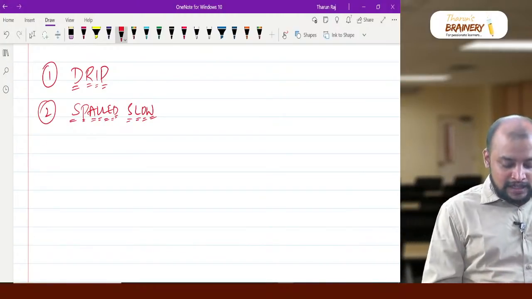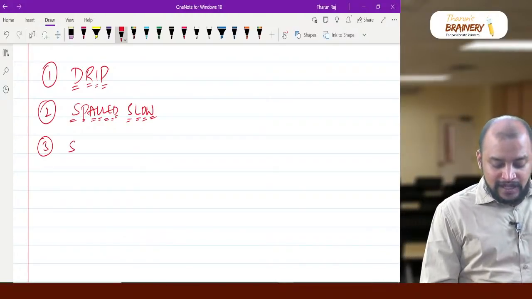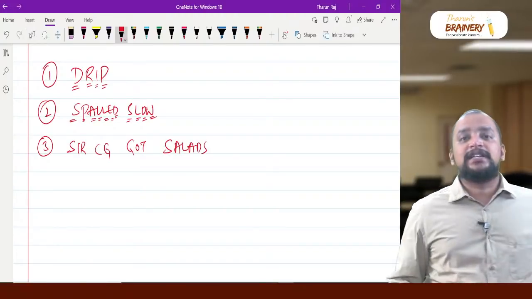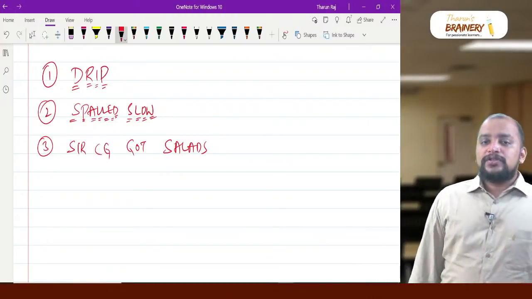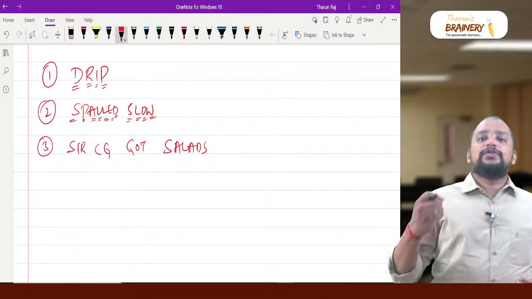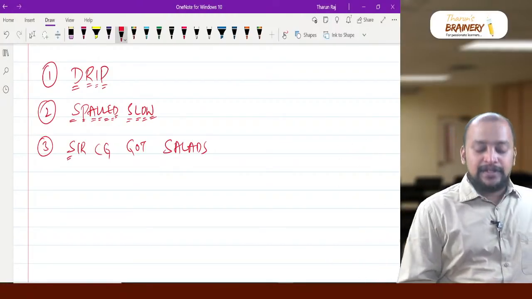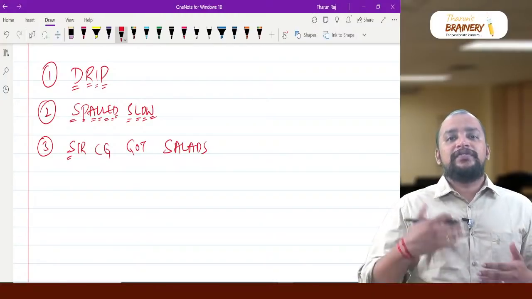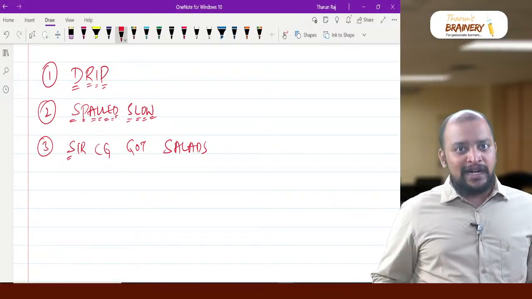Okay, and then next thing that you need to know is about SIRCGOT SALADS. So these are the list of services which are covered under RCM 9 subsection 3. So whenever you are referring to a 9 subsection 3, you need to give the notification reference 13 of 2017. S refers to security lending. In security lending, supplier is the lender of the securities, recipient is the borrower of the securities. There are no conditions, it will come under RCM.